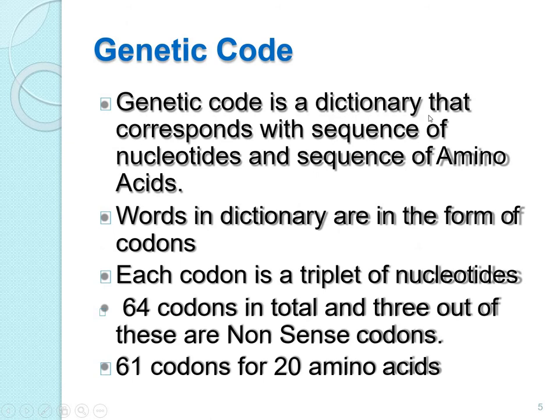So the genetic code is a dictionary that corresponds the sequence of nucleotides with the sequence of amino acids. Words in the dictionary are in the form of codons. Each codon is a triplet of nucleotides, 64 codons in total, and 3 of these are nonsense codons, so 61 codons are for 20 amino acids. These 61 codons are sense codons and 3 are nonsense codons.